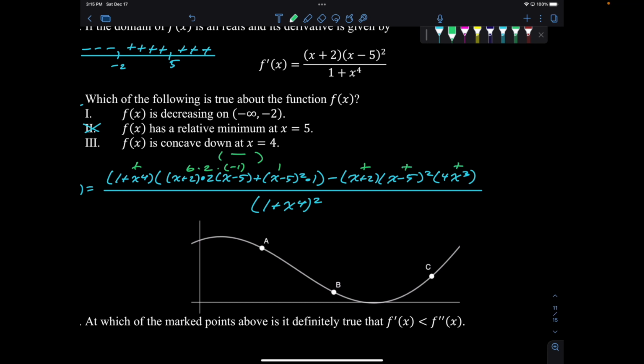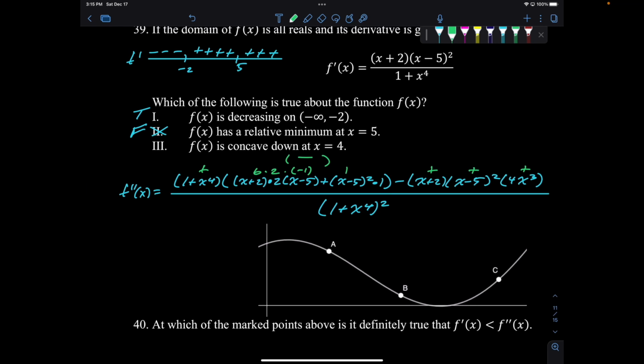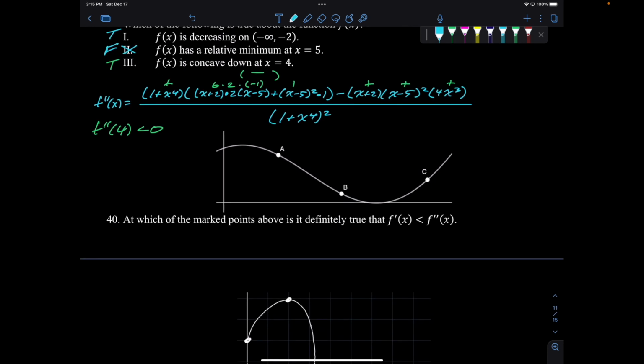All right, so we have a negative minus a positive, which is negative, over a positive. F double prime of 4 is definitely less than 0. So concave down for sure. True. Whew. Okay, so that was pretty bad. Let's look at this next one, which does not look anywhere near as bad.